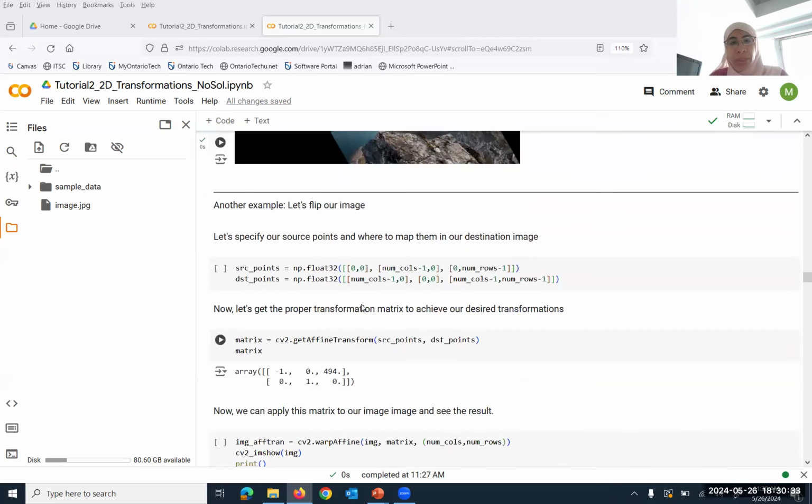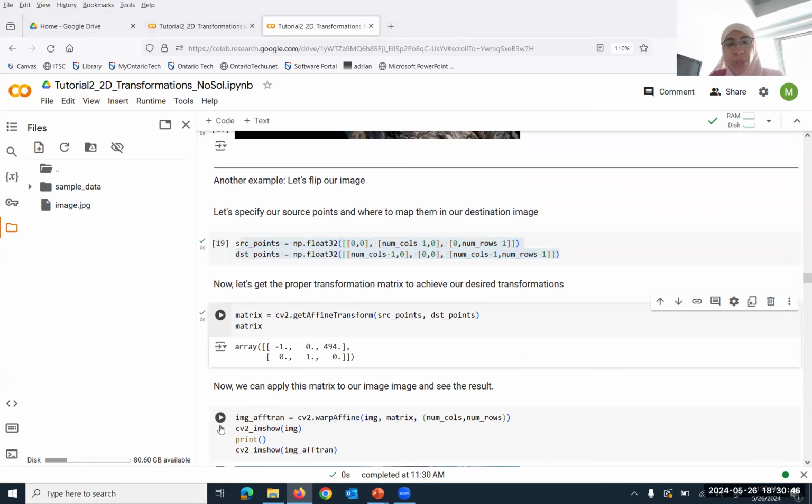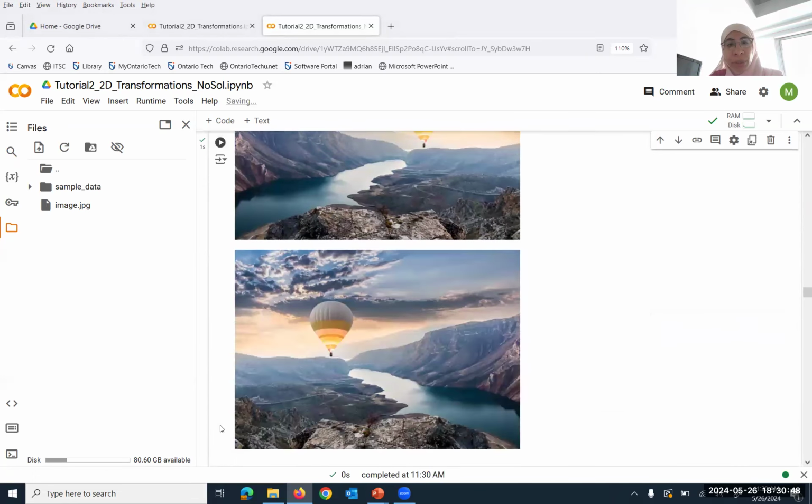Let's see one example here. This is still an affine. I can just go through it quickly. This is just doing a flip, flipping the image. So again, it's the same operation of just doing horizontal flipping.